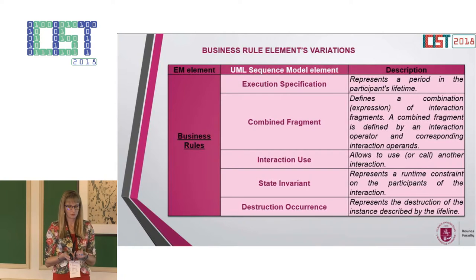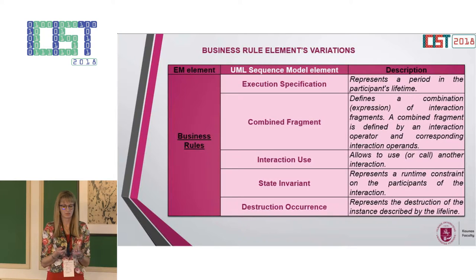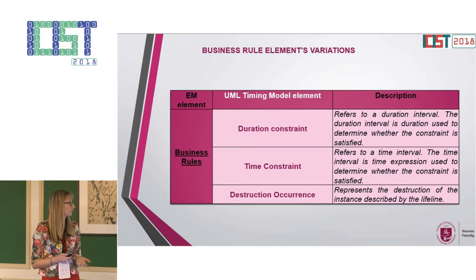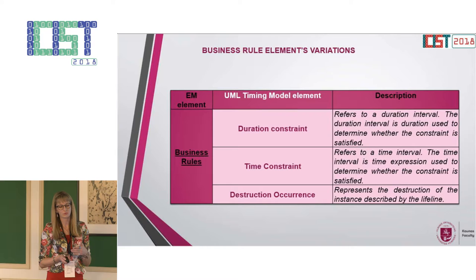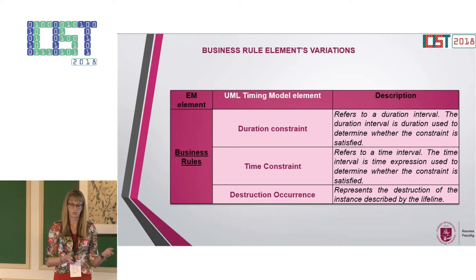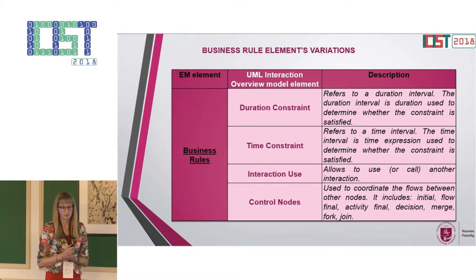And in the sequence model, we have the same situation: the business rule element can be generated, in this case, into five different sequence model elements with different meanings. So here we can say that with the help of the enterprise model, we can choose which of the business rule elements can be generated into what UML sequence model element. And of course, the timing model is the same story. We have three different elements which can be generated from the same business rule element in the enterprise model. And in the interaction overview model, we have four elements which can also be generated from the enterprise model.